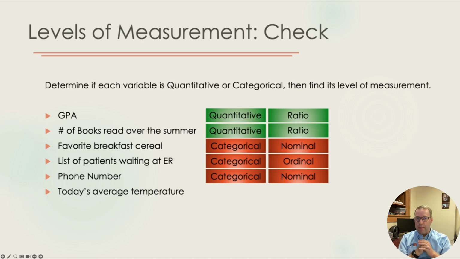Today's average temperature. So the average temperature, it's an average, so it's going to be quantitative. Is it going to be ratio or interval? Well, that's going to depend on which scale you use. If it's Celsius or Fahrenheit, it'll be an interval. If it's Kelvin, it's ratio. I put ratio here, but I probably should have put both because it depends on the scale.